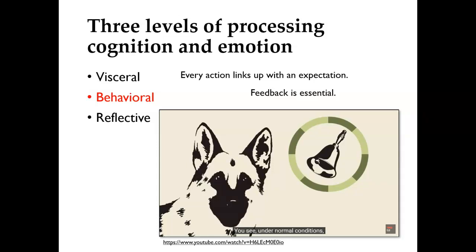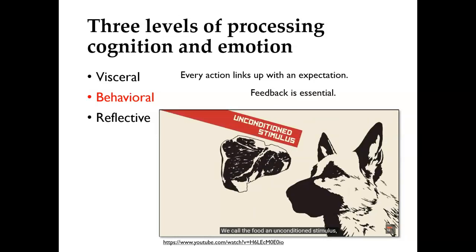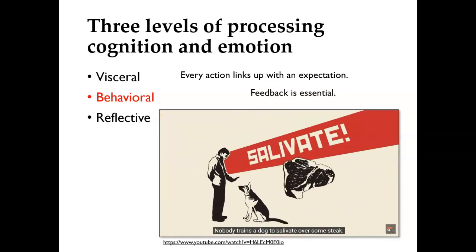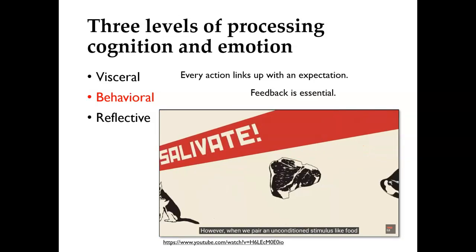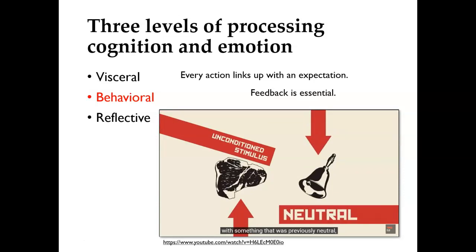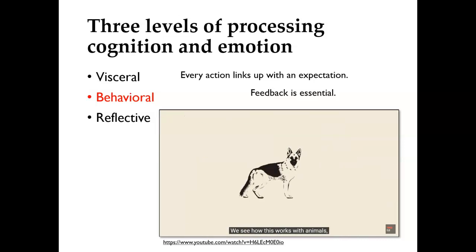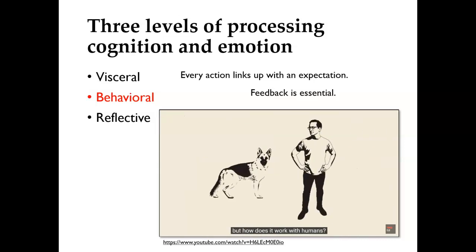You see, under normal conditions, the sight and smell of food causes a dog to salivate. We call the food an unconditioned stimulus, and we call salivation an unconditioned response. Nobody trains a dog to salivate over some steak. However, when we pair an unconditioned stimulus like food with something that was previously neutral, like the sound of a bell, that neutral stimulus becomes a conditioned stimulus. And so classical conditioning was discovered. We see how this works with animals, but how does it work with humans? In exactly the same way.